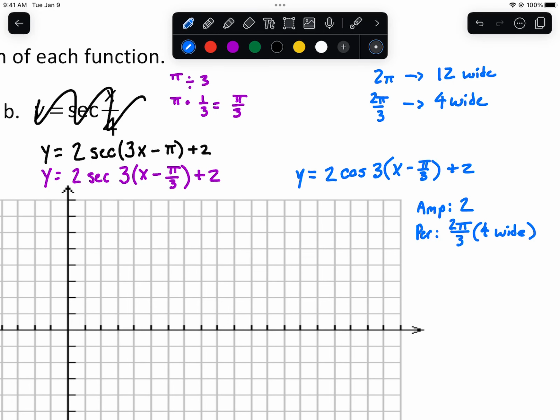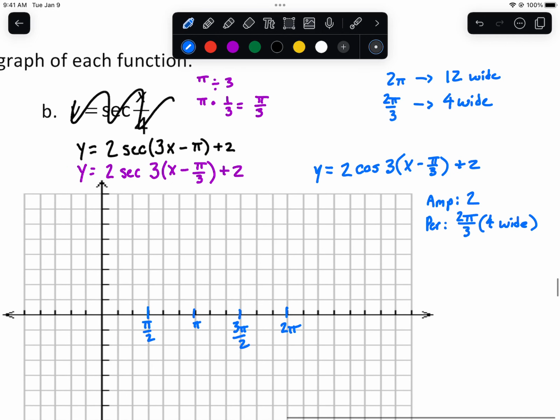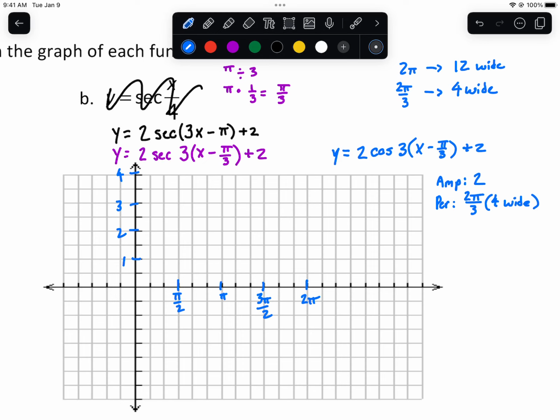If you change the x-axis scale, it could change how wide you make this. But with my normal scale of pi over 2, pi, 3 pi over 2, and 2 pi, it's going to go right there. And so 4 wide according to that. And I'm going to make each of these here 1, 2, 3, and then 4. Okay. So let's see now. Yeah, we're going to get a little cramped here. I probably should have made the midline something else, but that's okay. We'll make it work here.